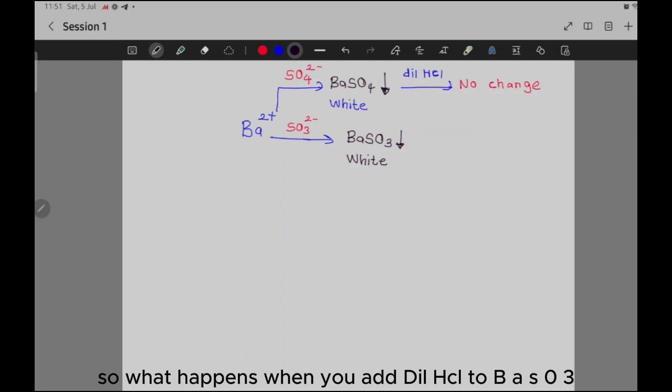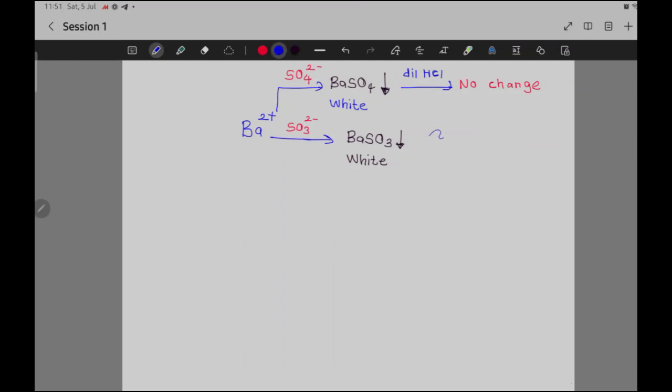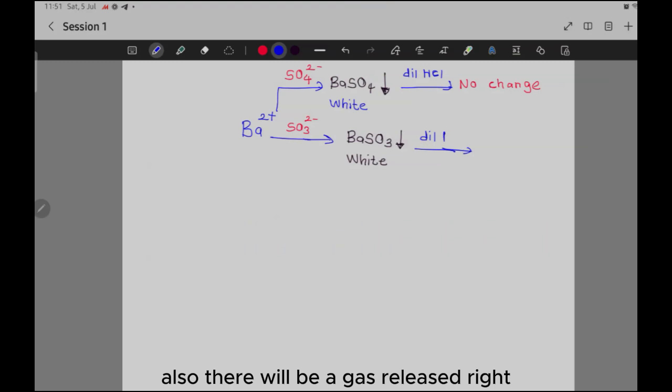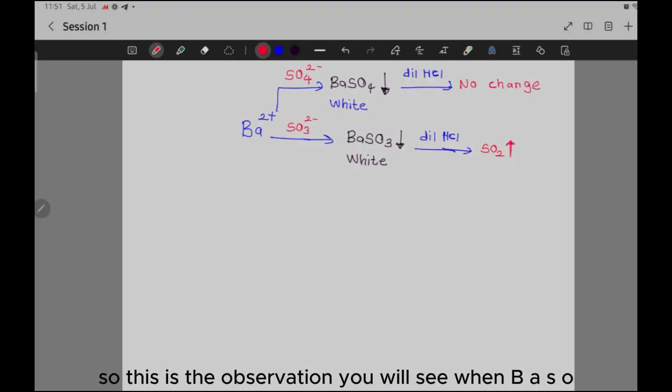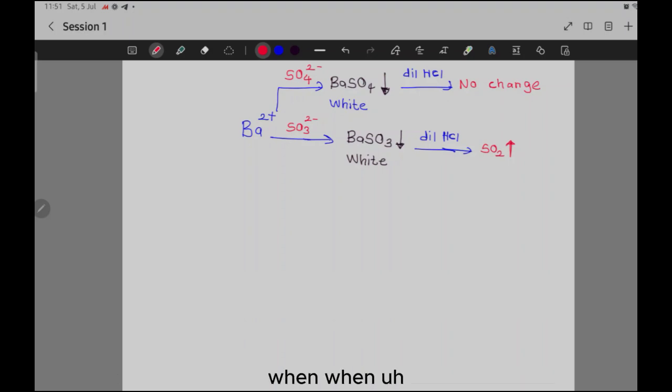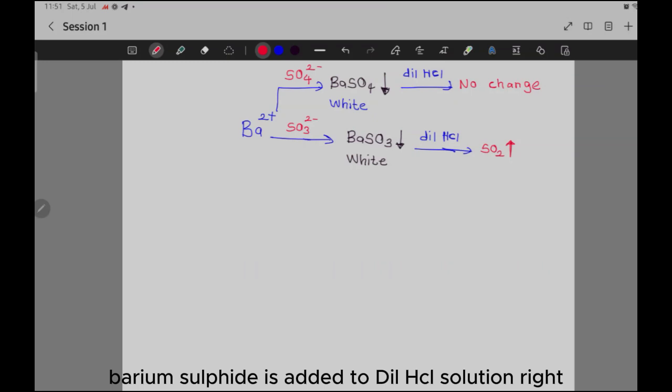So what happens when you add dil HCl to BaSO3? You will see the precipitate dissolves. Also there will be a gas released, that is SO2 gas. SO2 gas will be released while the precipitate dissolves. So this is the observation you will see when BaSO3 is added to dil HCl solution.